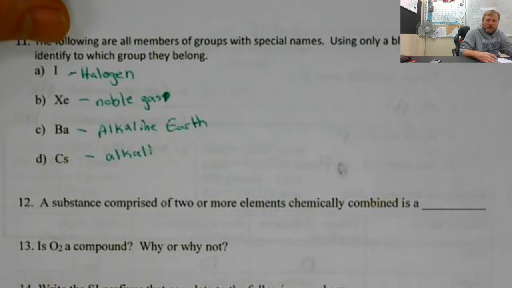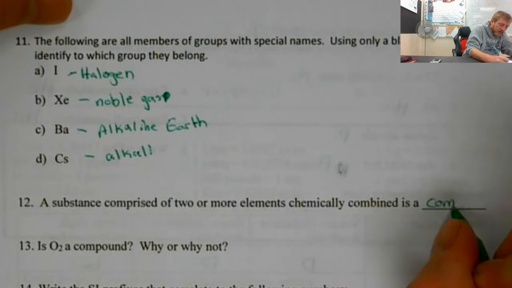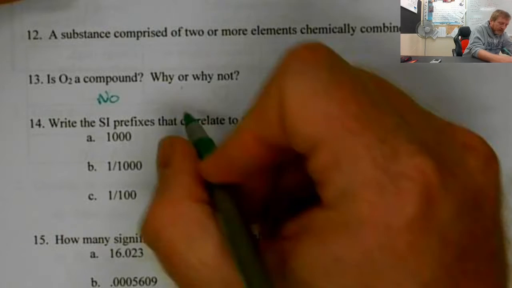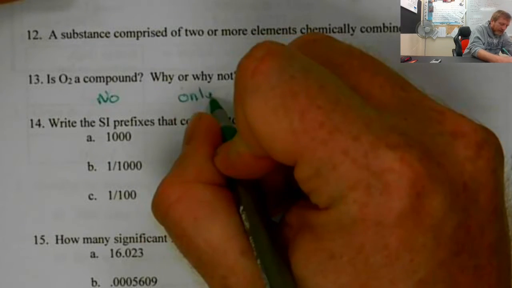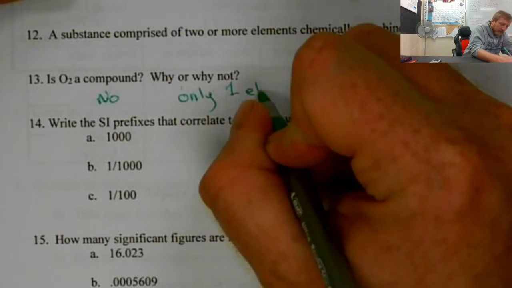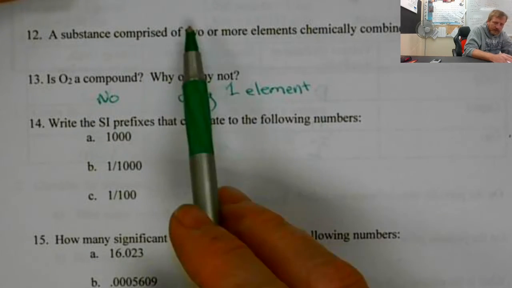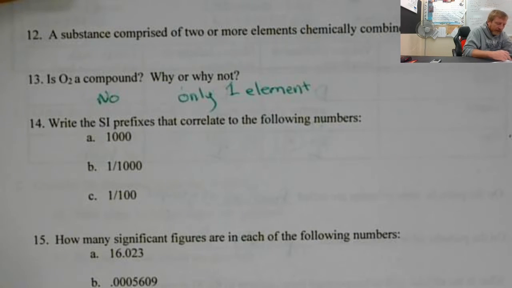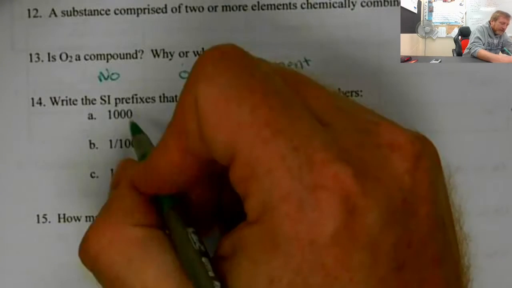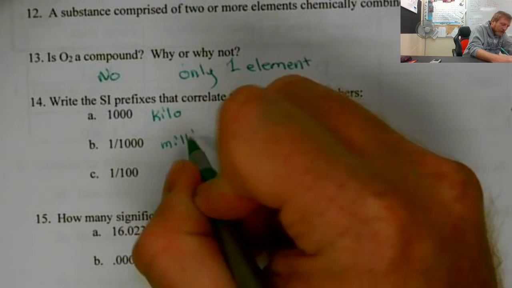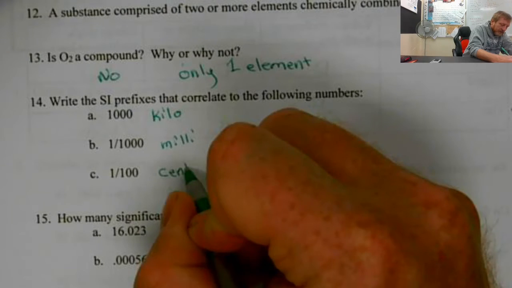Okay. Substance composed of two or more elements chemically combined is a compound. Is oxygen a compound? No, because it only has one type of element. And as we just said in the previous question, it has to be 2 or more elements chemically combined. And the SI prefix that means 1,000 is kilo, 1/1000th is milli, 1/100th is centi.